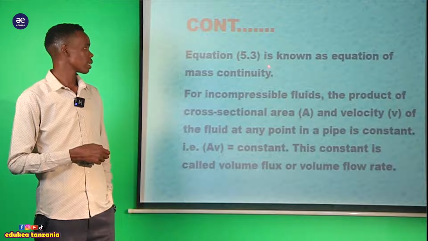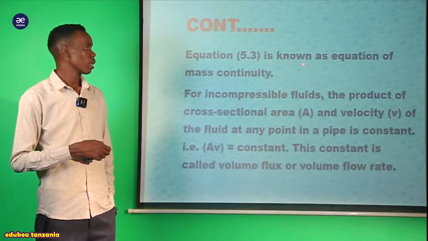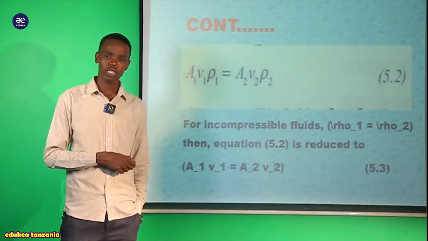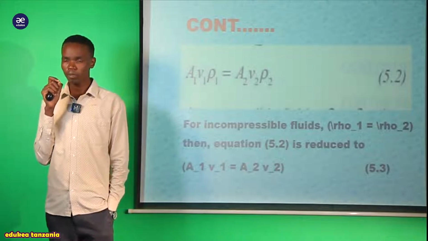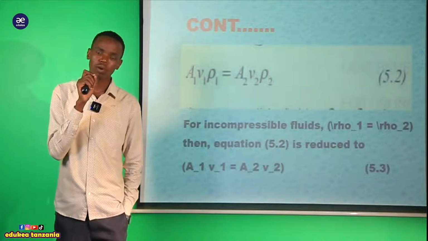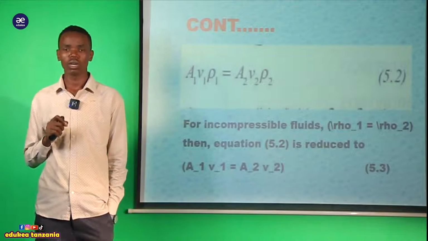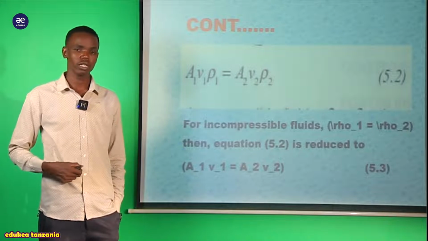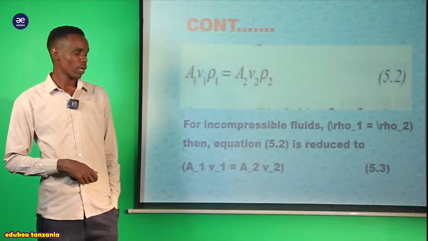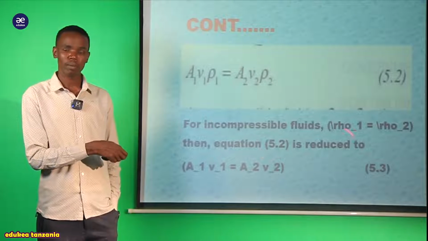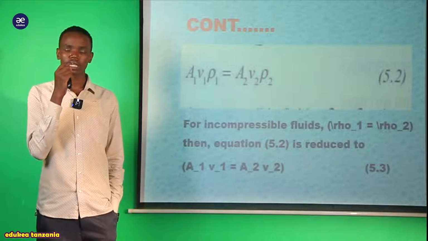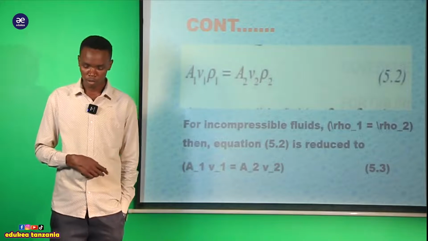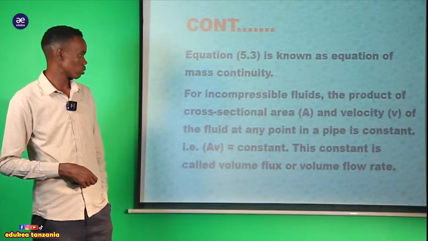So equation number 5.3 is known as the mass continuity. This equation is obtained for an incompressible fluid, where density 1 is equal to density 2, and the density cancels out because it is found on both sides. The remaining equation number 3 represents the law of mass continuity. So this is what explains the law of mass continuity.